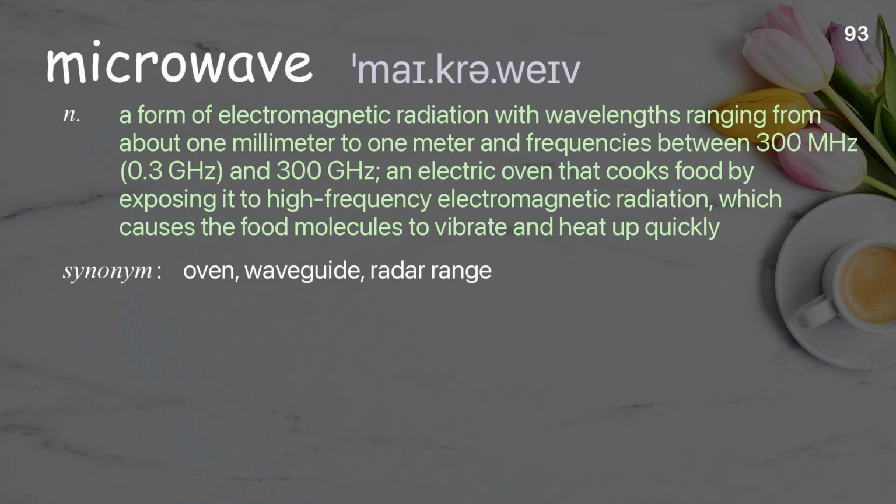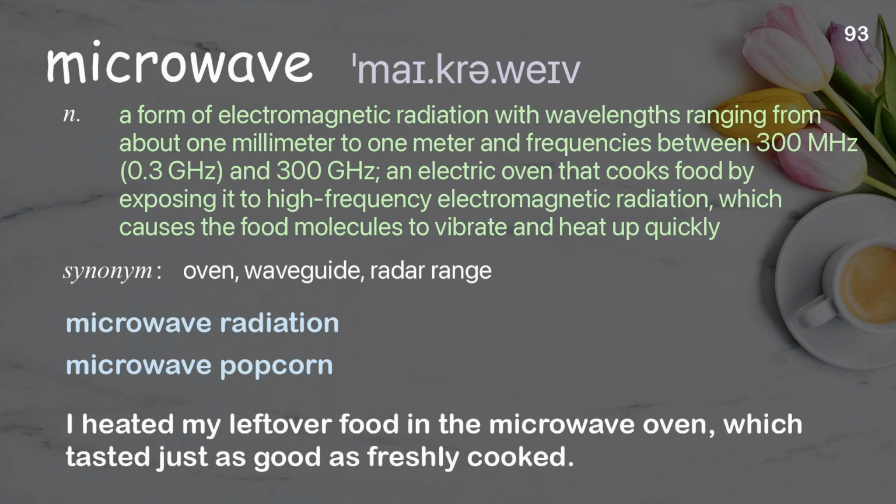Microwave: a form of electromagnetic radiation with wavelengths ranging from about 1 millimeter to 1 meter and frequencies between 300 megahertz (0.3 gigahertz) and 300 gigahertz; an electric oven that cooks food by exposing it to high-frequency electromagnetic radiation, which causes the food molecules to vibrate and heat up quickly. Examples: microwave radiation, microwave popcorn. I heated my leftover food in the microwave oven, which tasted just as good as freshly cooked.